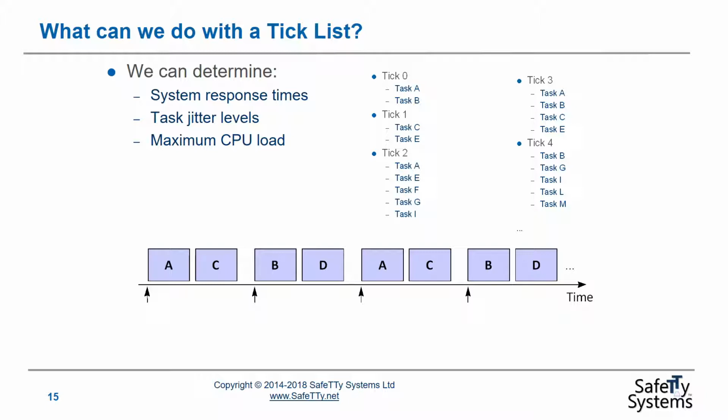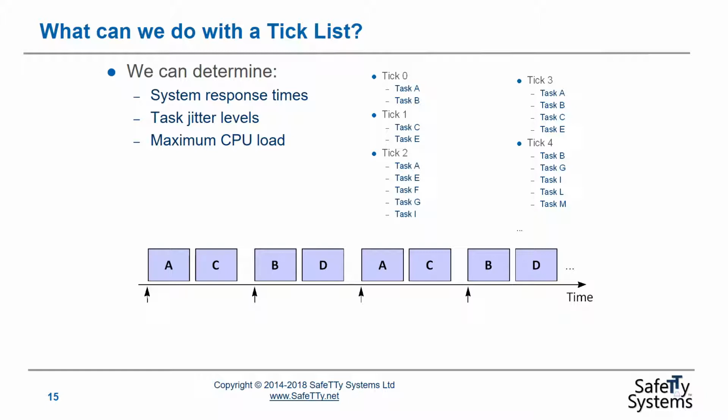Once we have the tick list for our system, we can do key things. We can model precisely what the system response time will be. For example, we can model how long it will be before an emergency stop switch is pressed and a robot begins its shutdown process. We can model the level of task jitter, that is the variation in the release time for any of the tasks in the schedule. We can also model the maximum CPU load for the system.